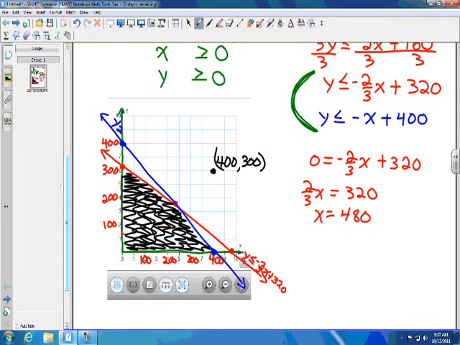But we can't make 400 and 300. That's impossible with the constraints we have on it, with the amount of labor we have and the amount that we can package in a day. We could not make that point. That's why it's not in the shaded area.